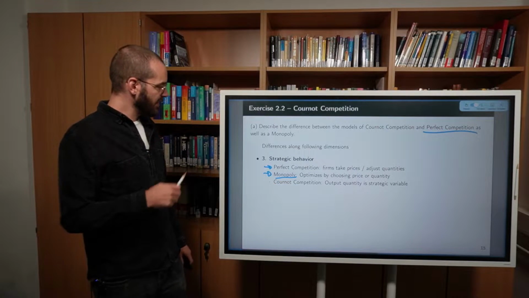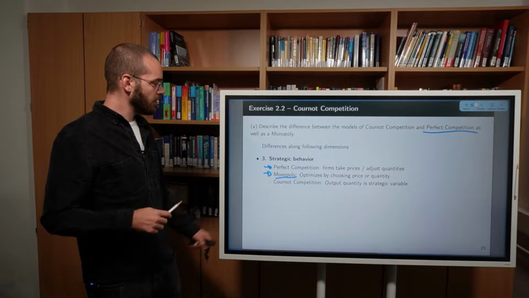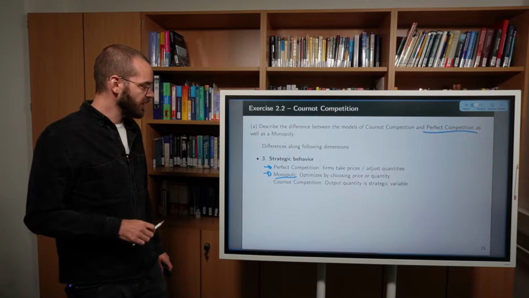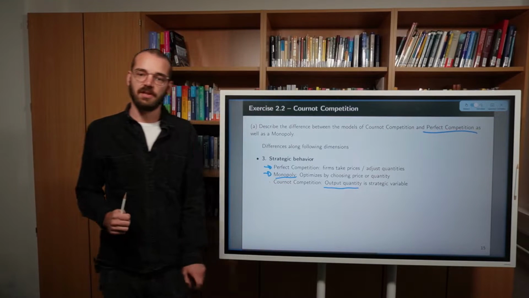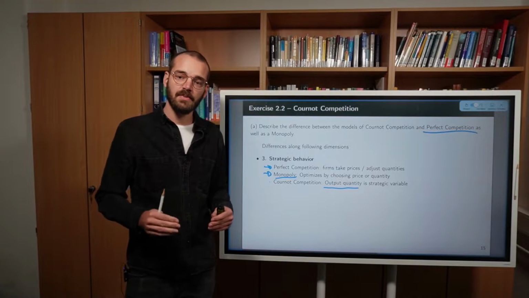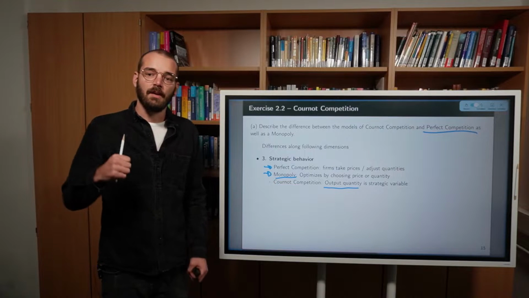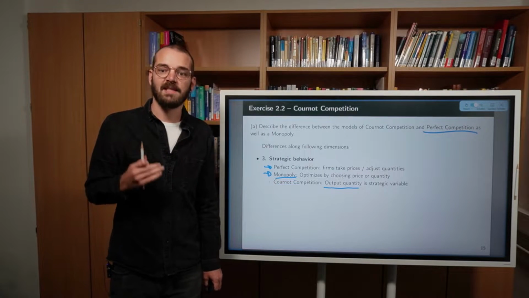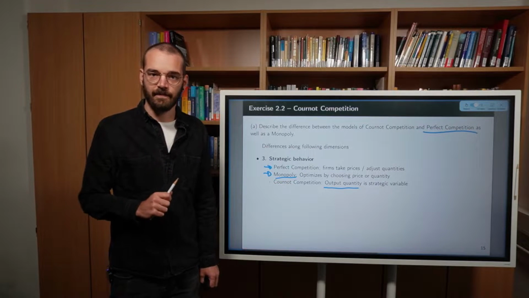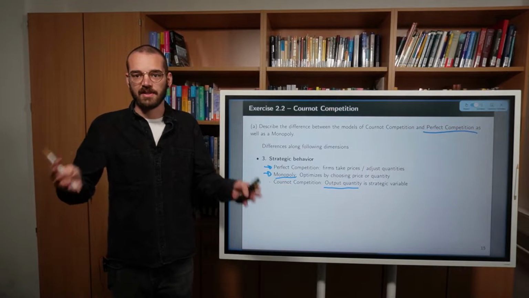And then finally, in this new model, the Cournot competition, what we will see is that the output quantity is the strategic variable. That means that firms, by assumption, maximize their profits by choosing the profit maximizing output quantity. All right, and the price then just happens on the market.